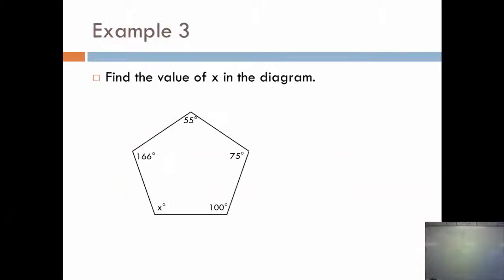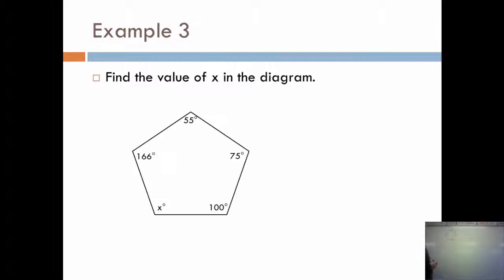Example 3. Find the value of x in the diagram. If I look at this diagram, I've got a 5-sided polygon. I'm given 4 of the 5 angles, and I'm asked to find the last angle. So, let's redraw this picture first of all real quick.